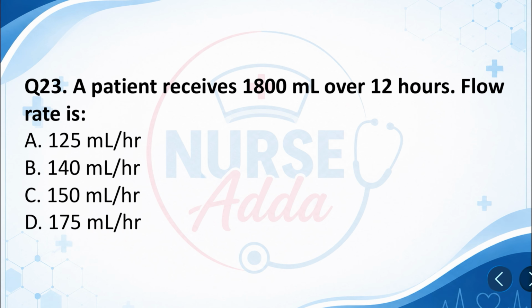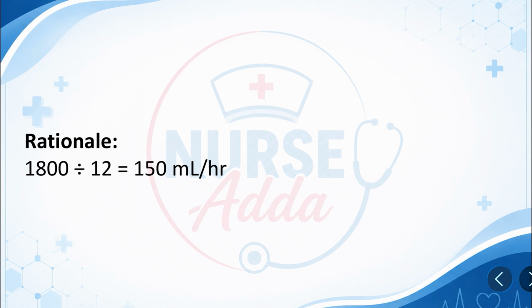Question number 23. A patient receives 1800 ml over 12 hours. Flow rate is. The right answer is option C, 150 ml per hour. Rationale: 1800 divided by 12 is 150 ml per hour.